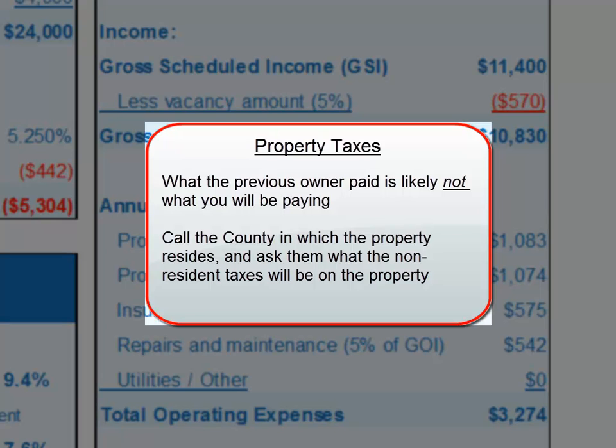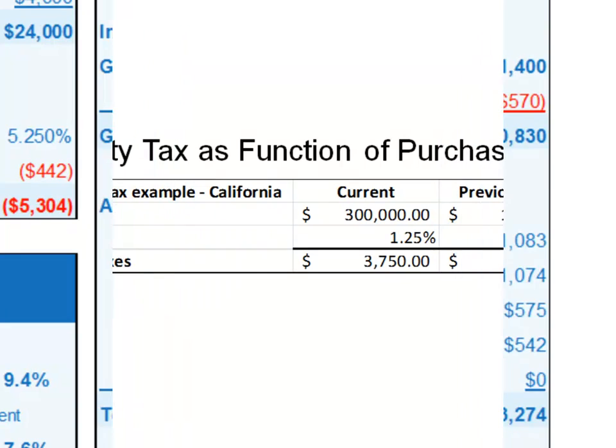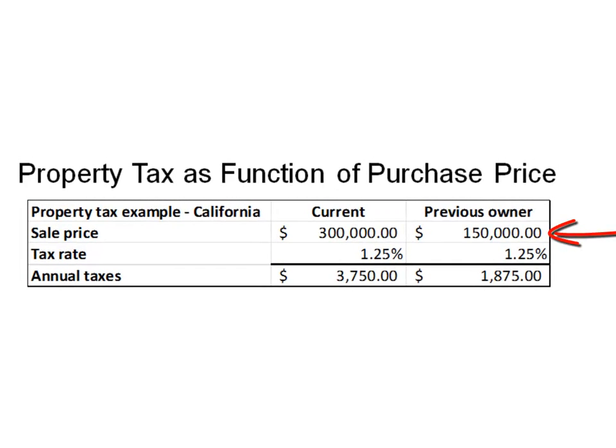Thus, if you are purchasing your home from a current homeowner and are looking at what they paid in property taxes, you may be seriously misleading yourself. Some states, such as California, tie their property tax rate to the purchase price of the property. Thus, if you are buying a property for $300,000 from someone who paid $150,000 for the property 10 years ago, you'll be paying twice the taxes they paid. To ensure accuracy, call the county, let them know what you're doing, and they will let you know how you'll be taxed.